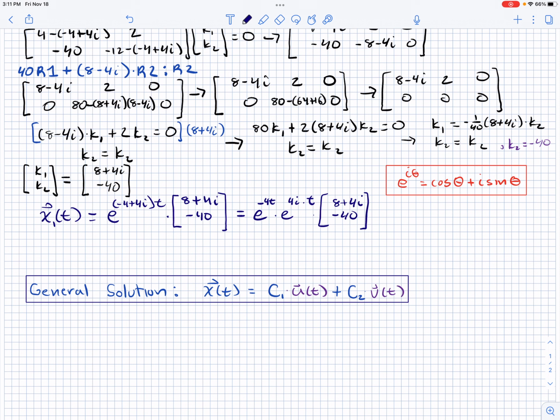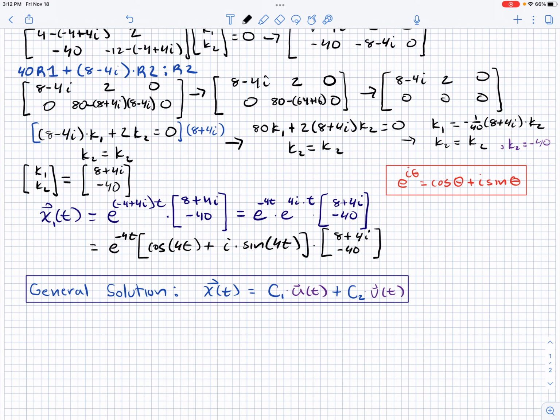When we rewrite it in terms of cosine and sine, we get e to the negative 4t times cosine 4t, not theta, I want t, plus i times sine of 4t, times this vector 8 plus 4i, negative 40. Right?